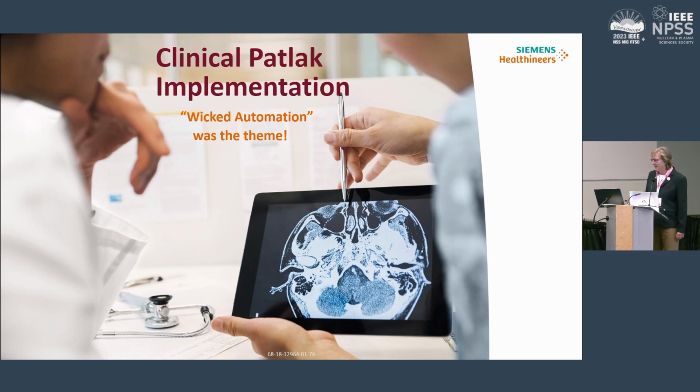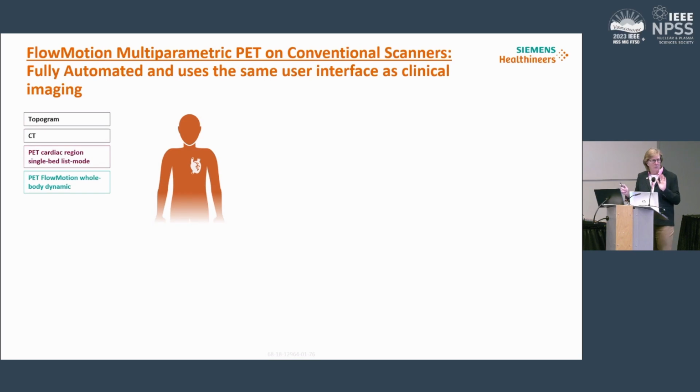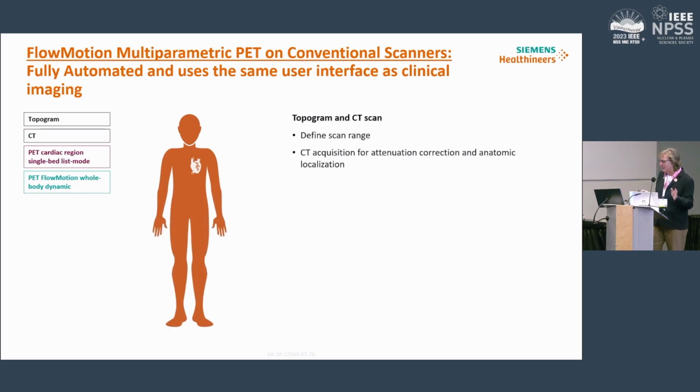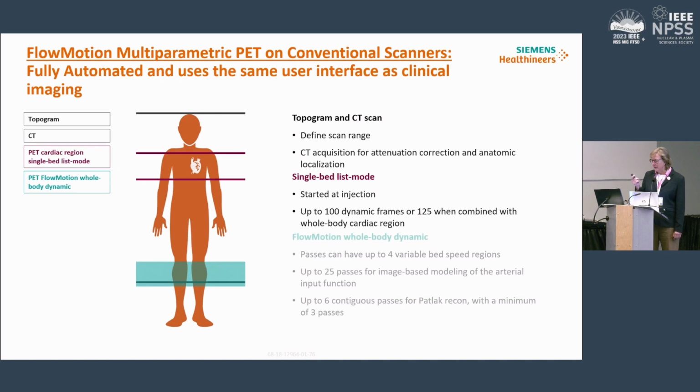So the whole goal was to just let the scanner go, the tech could walk away in theory, and you'd get parametric images. In this case, you still do a topogram, a CT, you inject on the bed, start over the heart for 6 minutes, just a single bed scan, get the bolus information, and then you start the whole body dynamic passes. And this little thing here, it looks like the PET scanner's moving, but of course it's the patient that moves on the bed back and forth.